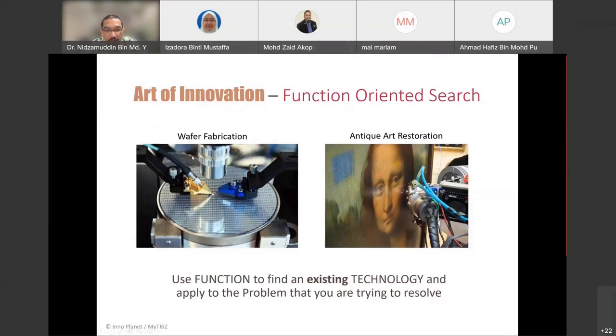Okay, so from wafer fabrication, the same technology is used in antique art restoration. So use function to find an existing technology and apply it to the problem that you are trying to solve. So you are trying to solve a problem in one field, but actually there are other technologies from other fields that can be used in your problem. So how do you find that? TRIZ helps you with that also.